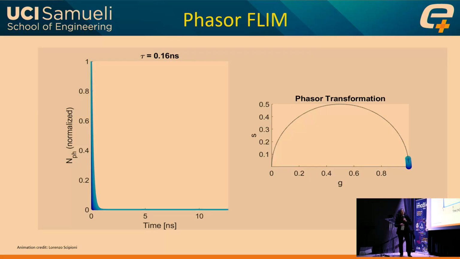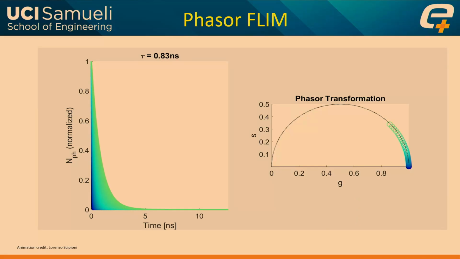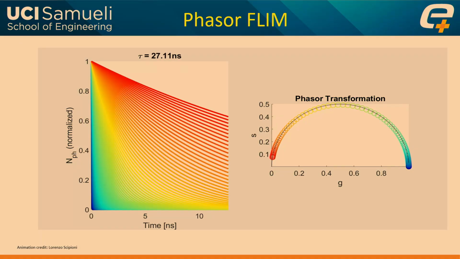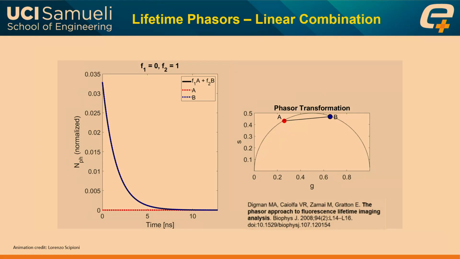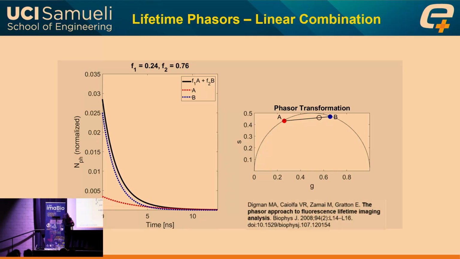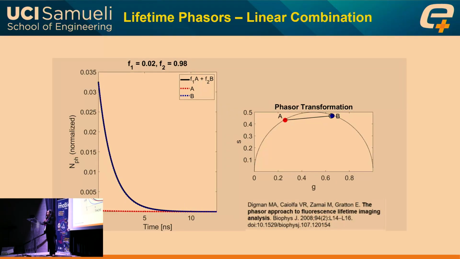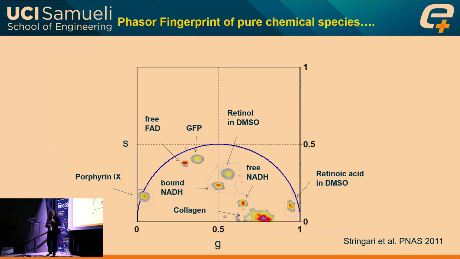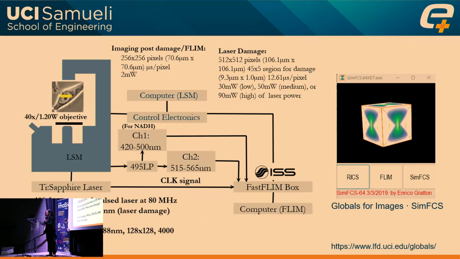So just to give you an example of short lifetimes here, and as the lifetimes get longer, these are single exponential decays. You see that the components will fall towards the 0-0 axis. And we can calculate the fractional contribution of two possible fluorophores, depending on how much you have in solution or in your pixel. So all the fluorescence lifetimes can be plotted on the phasor plot. And the nice part about this is a fingerprint of each individual fluorescence lifetime. But we know biology is much more complicated than this.